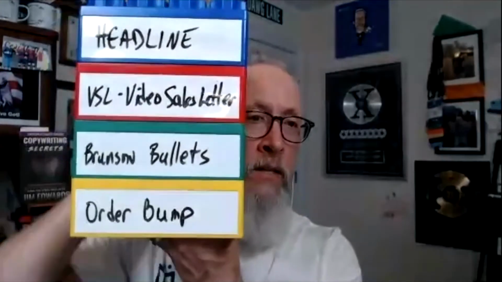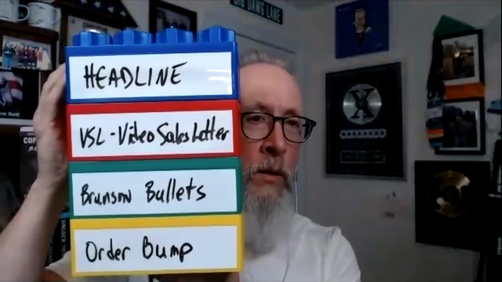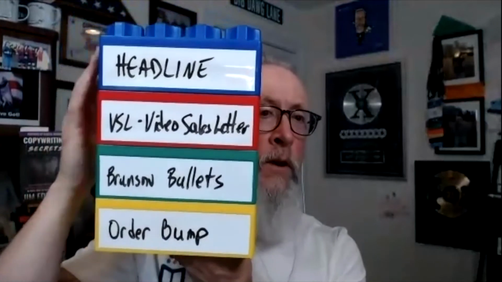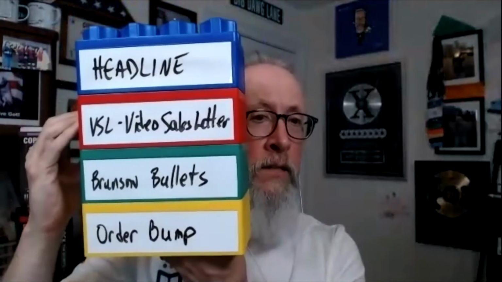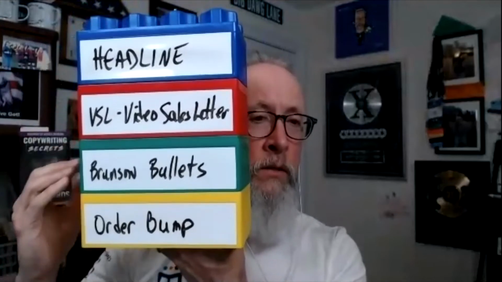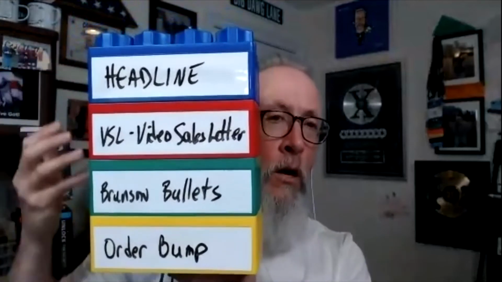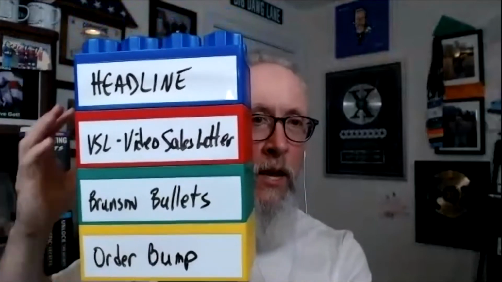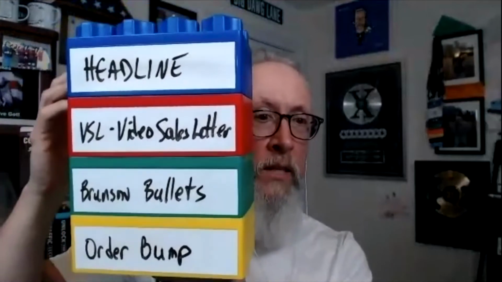Can I say real quick, what we're going to do in Funnel Scripts is I actually identified the 4 main things that we're going to talk about today, the 4 building blocks for creating the copy for your funnel. Headline, your VSL, video sales letter, your Brunson bullets, and your order bump. There are one-time offers and other stuff, but we just don't have time to do all those. But these are the things that you need for the front of your funnel, that's the minimum that you need.